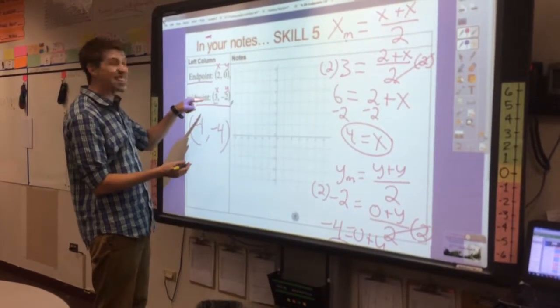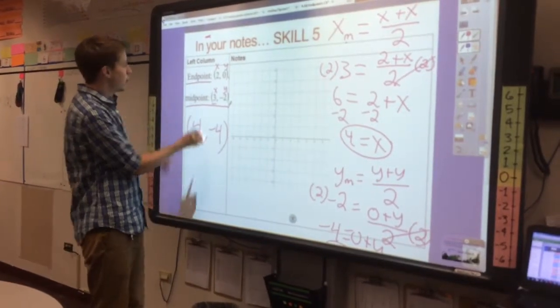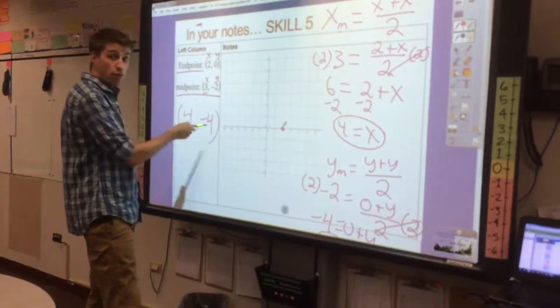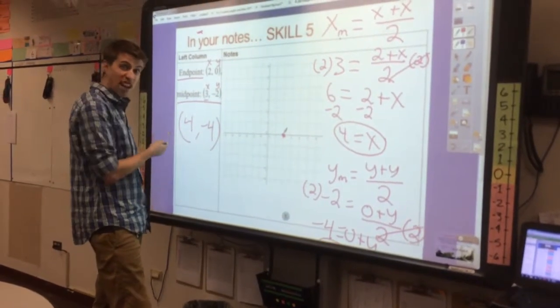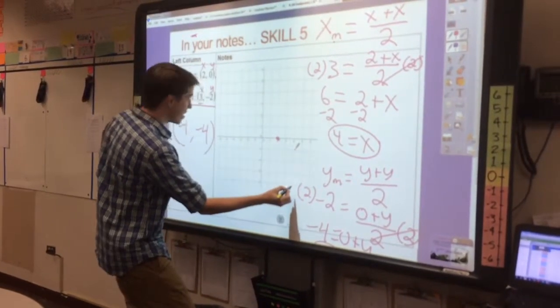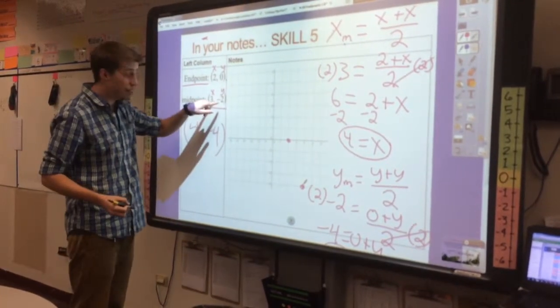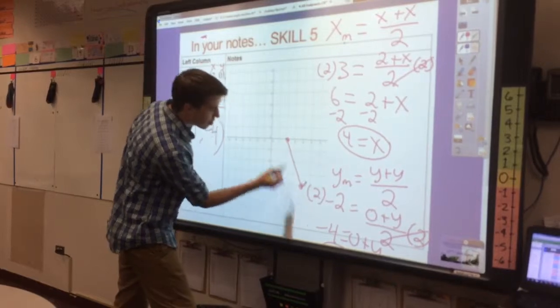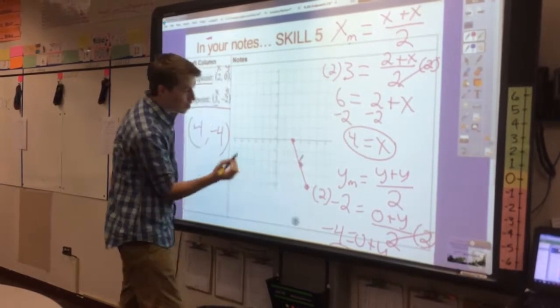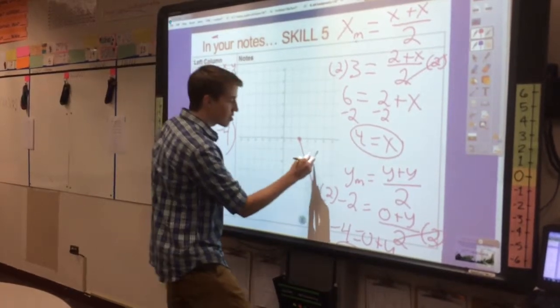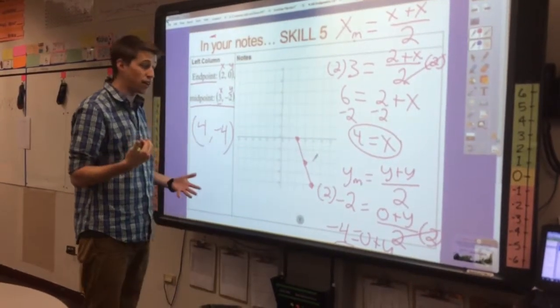Let's prove if that's the exact middle of those two endpoints. My first endpoint is 2, 0. The other endpoint that we just solved for is 4, -4. And my exact middle should be 3, -2. 3, -2. If I go down 2 and over 1, go down 2 and over 1, it looks like we successfully found the endpoint given the midpoint.